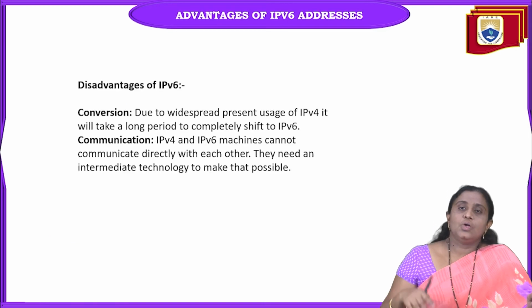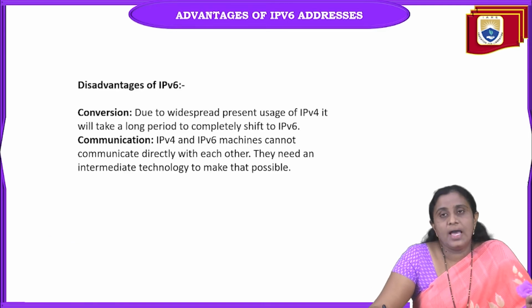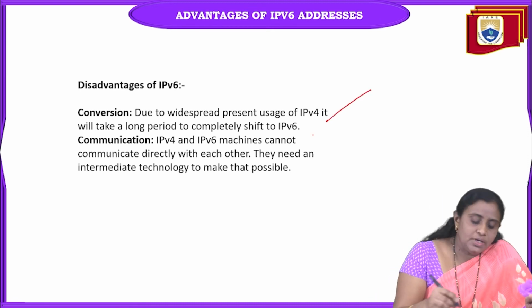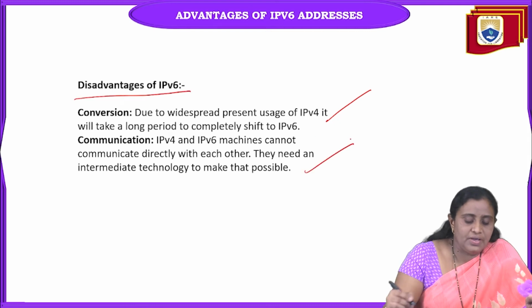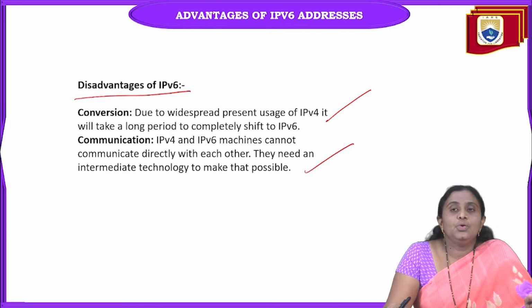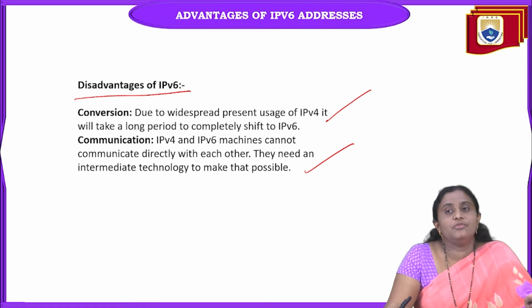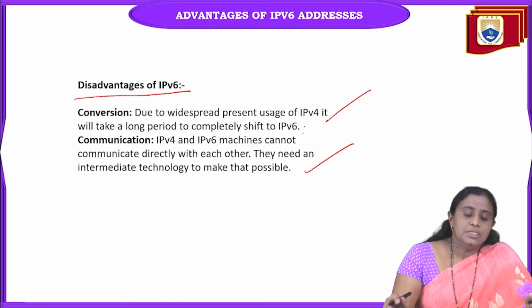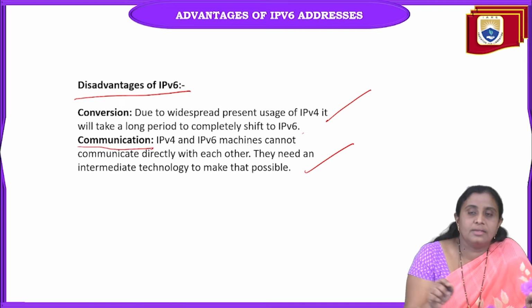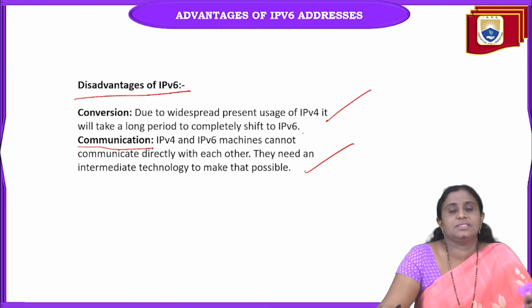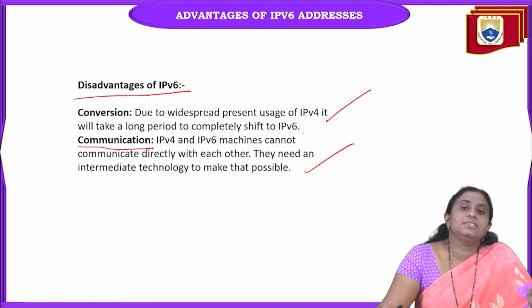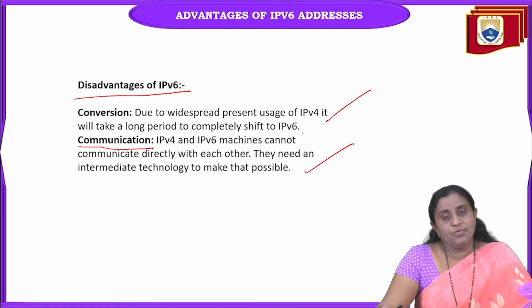So coming to the disadvantages of IPv6. There are mainly two types of disadvantages of IPv6 we need to identify. The first one is conversion. Due to the widespread present usage of IPv4, it will take a long period to completely shift to IPv6. Coming to the communication part, IPv4 and IPv6 machines cannot communicate directly with each other. They need an intermediate technology to communicate with one another.